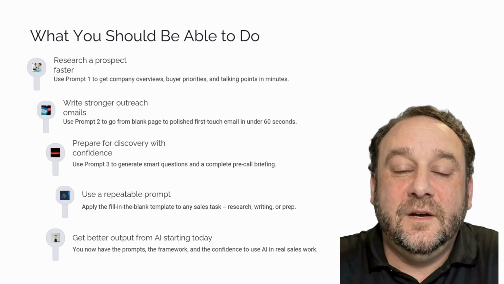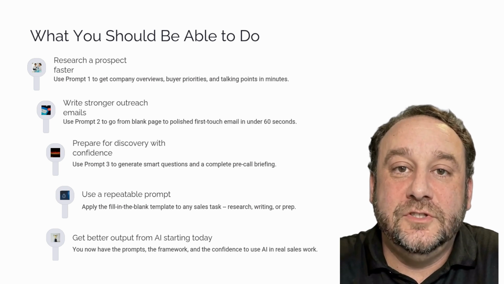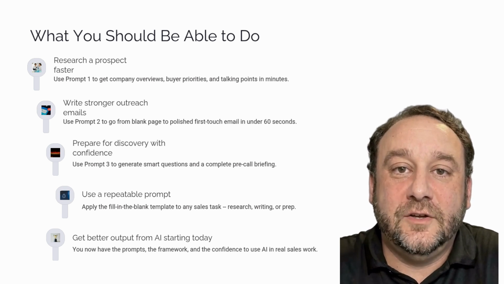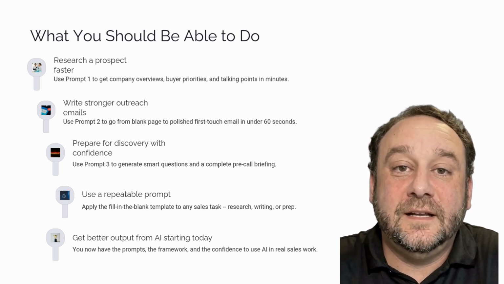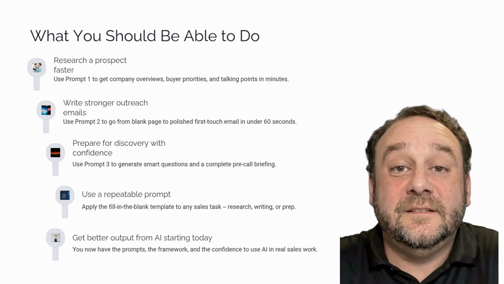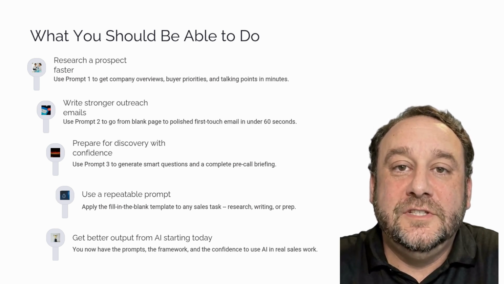By this point in the video, you should be able to do a few things more confidently. First, you should be able to use AI to research a prospect or buyer more quickly. Second, you should be able to use AI to draft a stronger outreach email without starting from a blank page. Third, you should be able to prepare for a discovery conversation with better questions and a clearer point of view. And just as importantly, you should now have a repeatable prompt structure you can reuse across different sales tasks. That is the real goal of this lesson, not just to show examples, but to help you build confidence using AI in practical sales work.